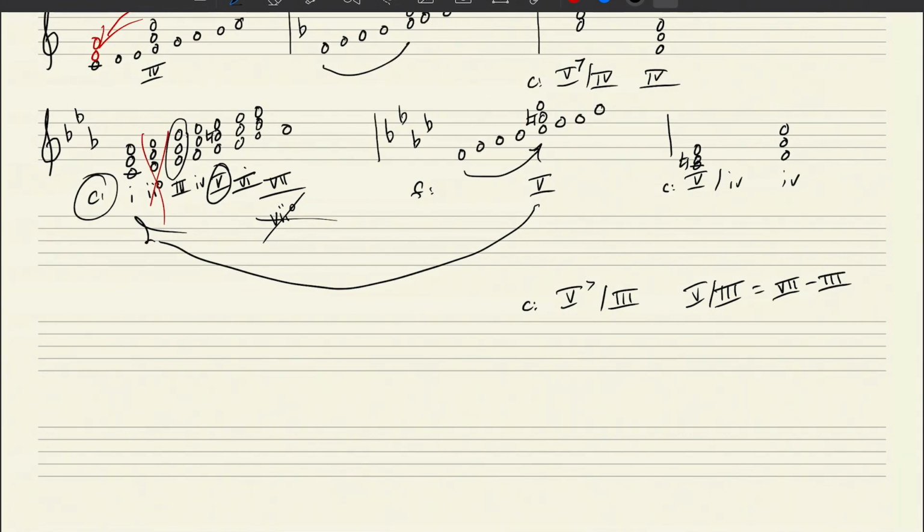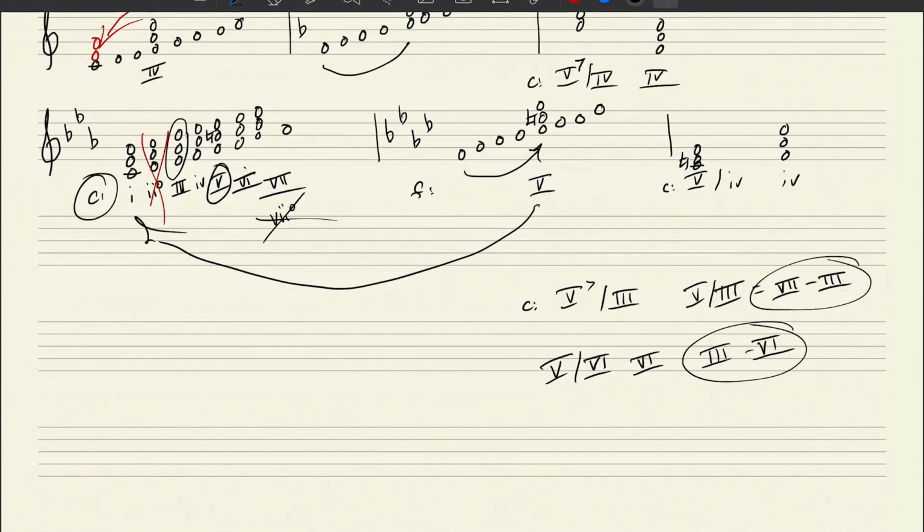And then there's one other as well that you need to be aware of. If you have a 5 of 6 without the 7th chord that goes to 6, we typically would want to analyze that as 3 going to 6. And that's just because without the 7ths on these, they just sound like triads within the key. And so there's no need to indicate that it's actually a secondary dominant.